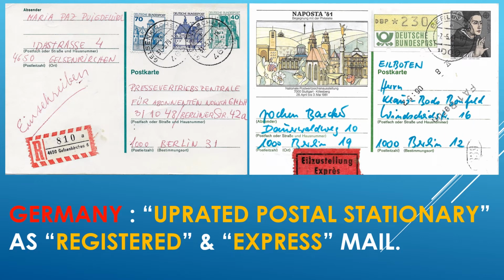And again, more postal stationery, and both of these are uprated. The one on the left here, by the way, is of the definitive series, where the one on the right is actually of the commemorative stamp issue. But both are uprated due to obvious things that we see. One is of registered type, and the other one is of express mail. So hence the additional postage.